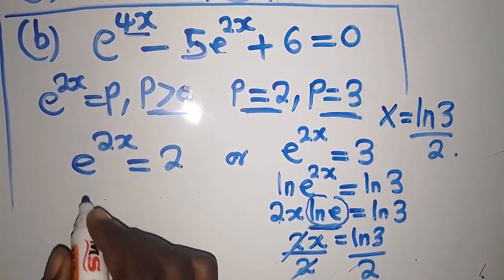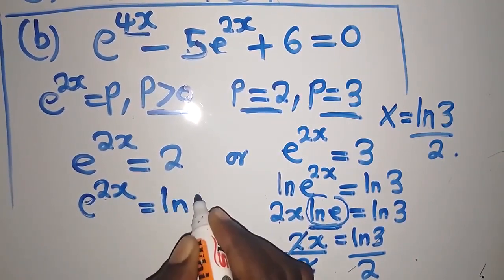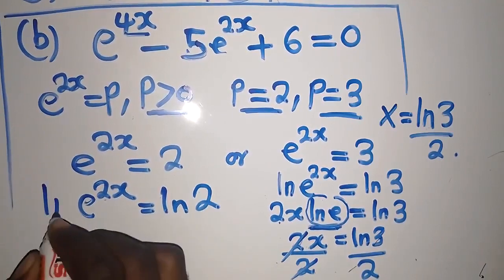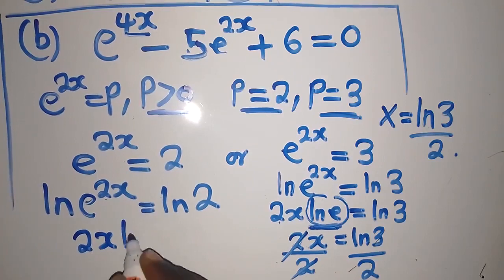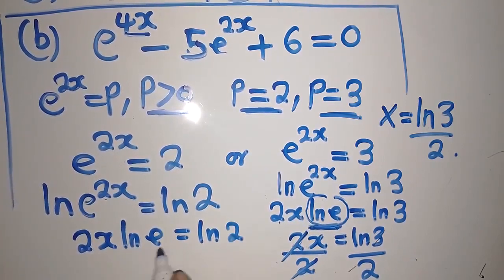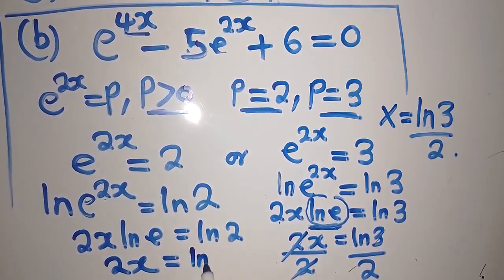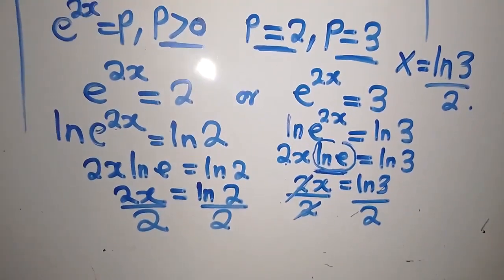So this one, what you're going to do is that e^(2x) is equal to 2, you introduce ln. You also introduce ln here. This one comes down here. So 2x ln e is equal to ln 2. You know that ln e is 1. So this is 2x is equal to ln 2. You need to know that. You divide both sides by 2.